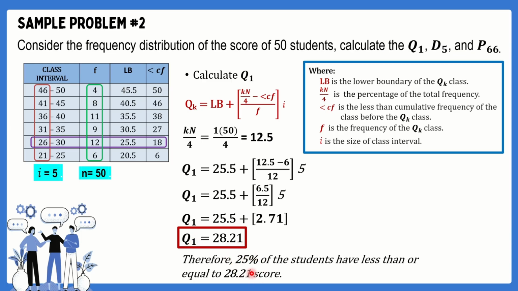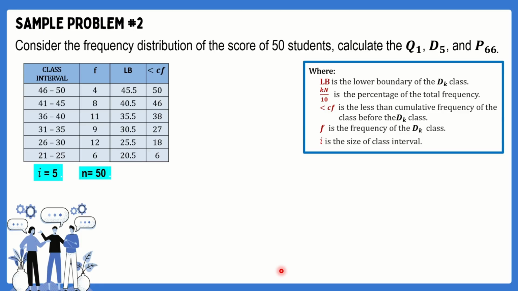So this is how you're going to get the quartile 1 in grouped data. So let's proceed with calculating the decile 5. We are going to use the formula D sub k is equal to lower boundary plus kn over 10 minus less than cumulative frequency, all over frequency, multiplied by class interval.